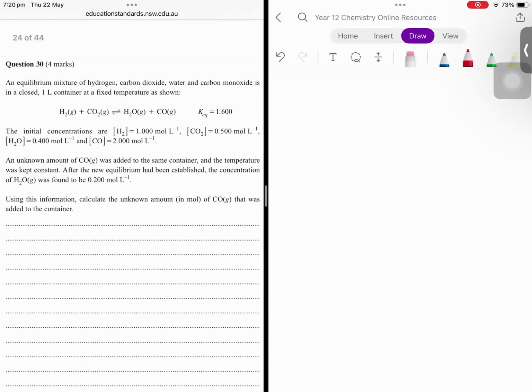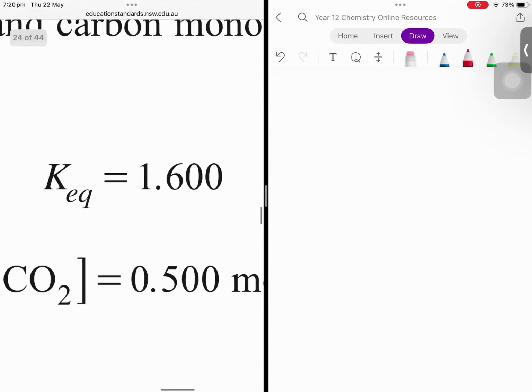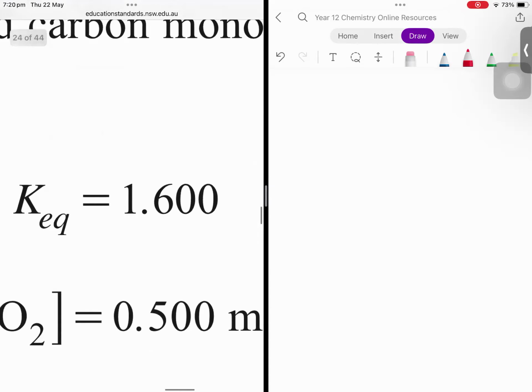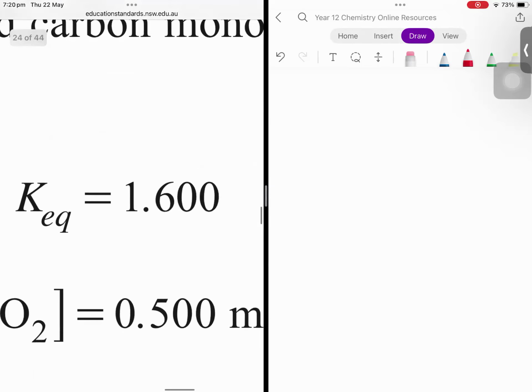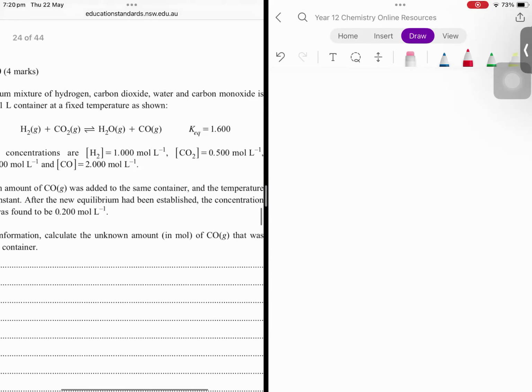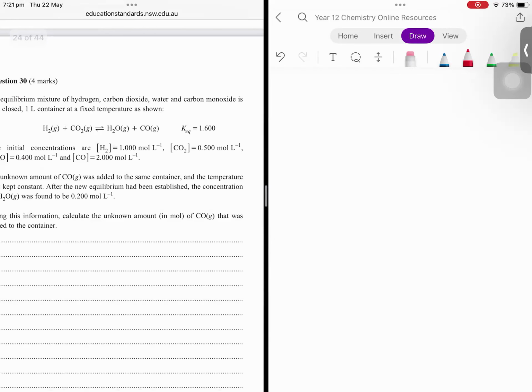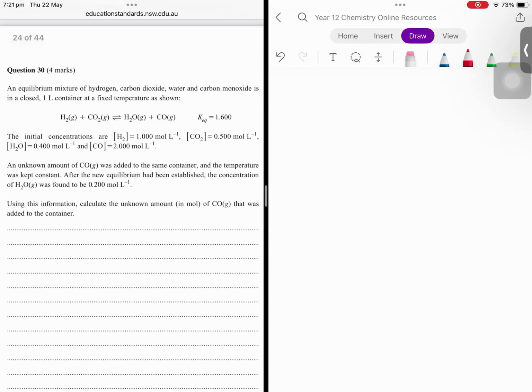An unknown amount of CO was added to the same container and the temperature was kept constant. The temperature has to be kept constant because otherwise, can you use this number? No. K changes according to temperature. So if they're going to give you K and they want you to use it, they have to tell you it's the same temperature. After the new equilibrium had been established, the concentration of H2O was found to be 0.2. Using this information, calculate the unknown amount of CO that was added to the container.